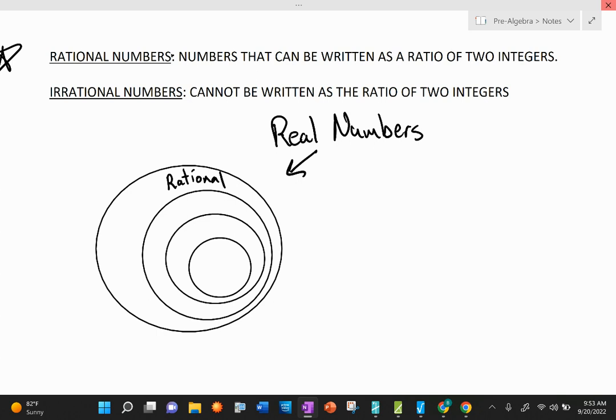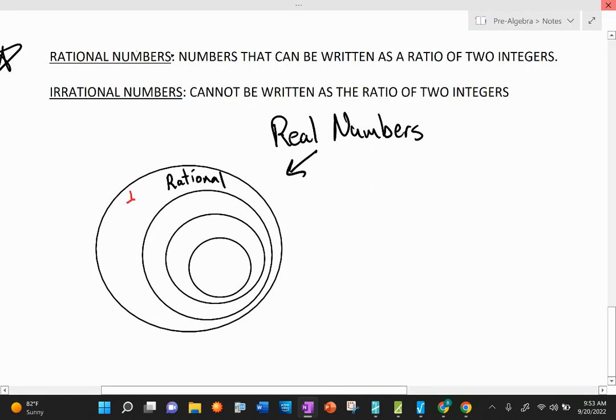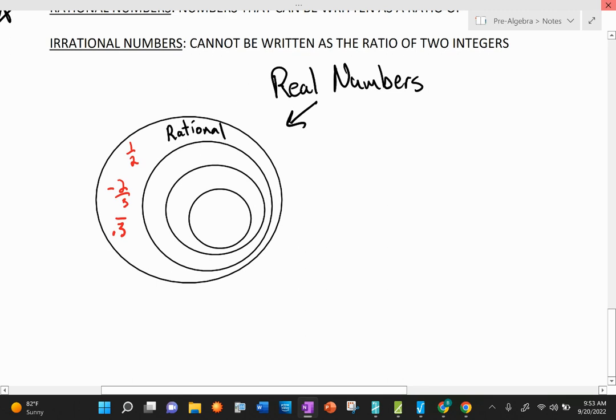So an example of rational numbers, we would have 1/2. You could have negative 2/3. You could have 0.3 repeating. And let's see, you could have a decimal, you could have 0.25, or 2.25, sorry, I read that terribly.